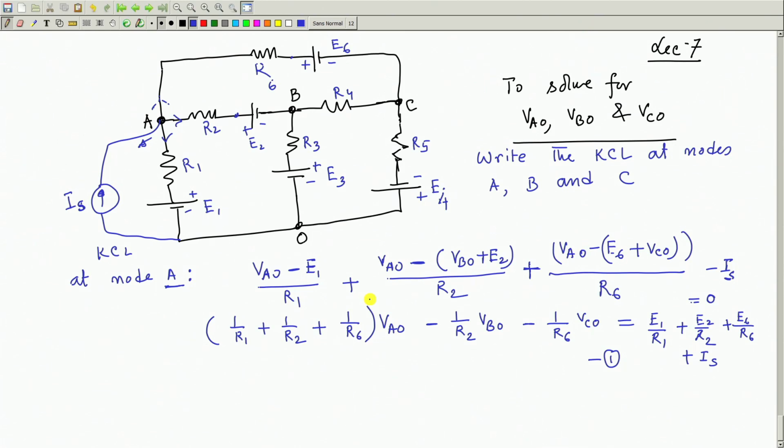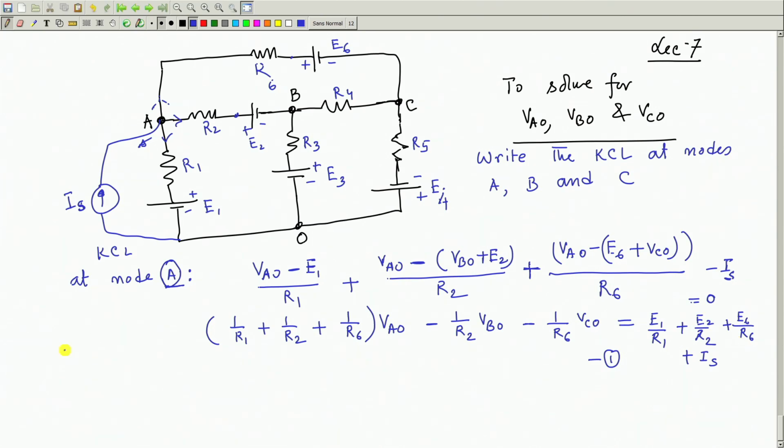Coefficient of VBO will be any resistance connected between A and B, because I am writing at node A. So, A is at the central point, whether there is any common resistance between A and B, yes, R2. So, reciprocal of that resistance, but preceded by a negative sign, VBO. Similarly, coefficient of VCO will be minus 1 by R6, because there is a common resistance between A and C, which is R6. This is what I will only remember. Therefore, this will be the first equation.